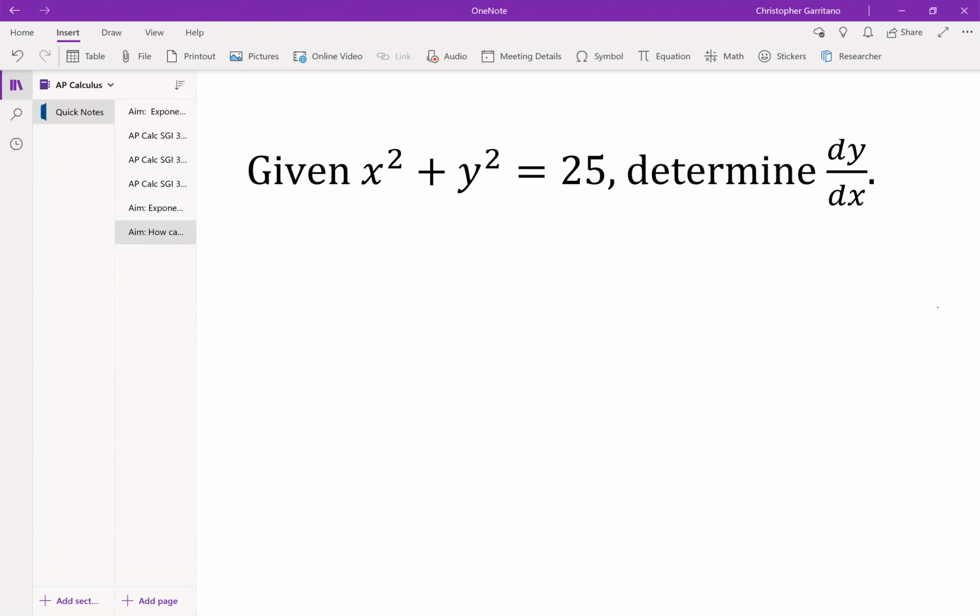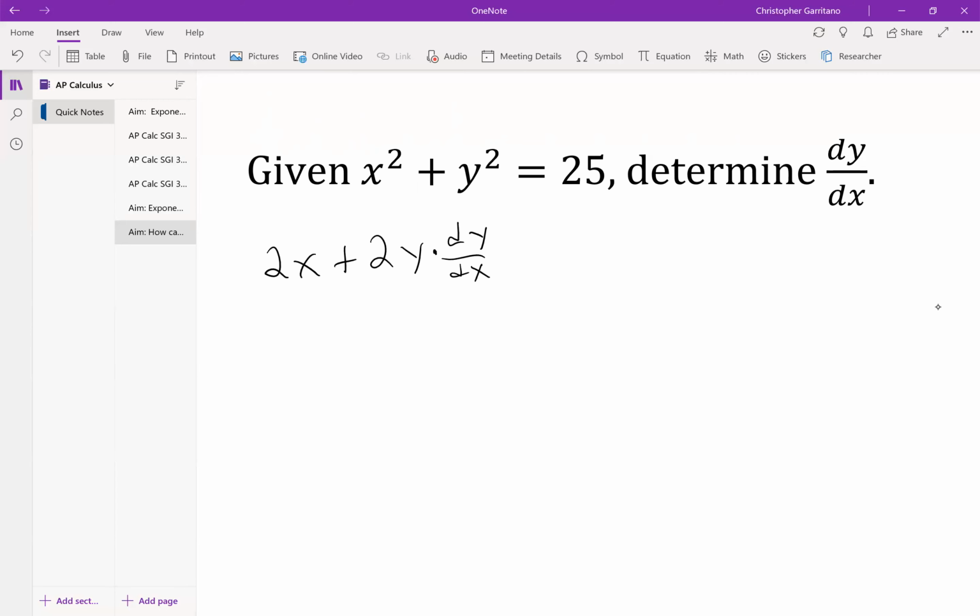The way we determine dy dx based on a given equation is we have to differentiate. Since x and y are intermingling, mixed together, we're going to have to use implicit differentiation. So we're going to differentiate with respect to x. The first term is simply 2x. The second term will be 2y times y prime, or dy dx.